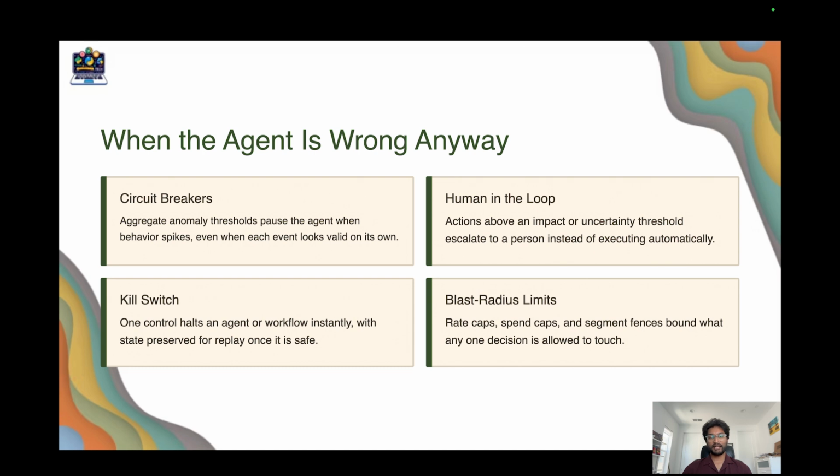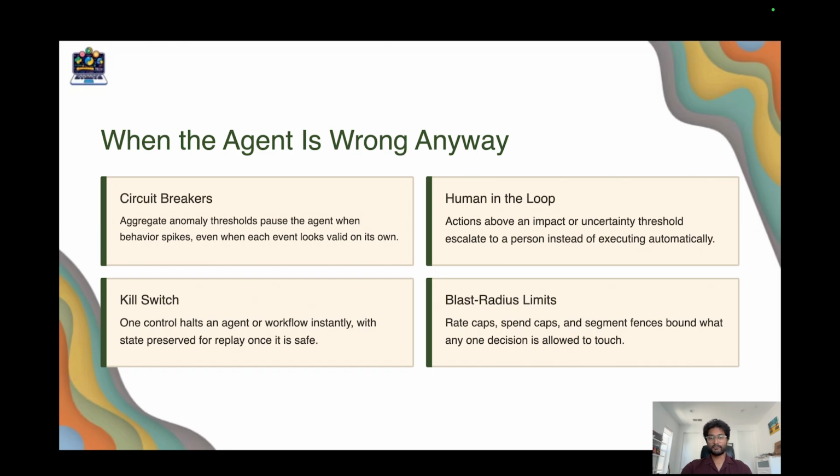These do not look at any one event, they watch the aggregate. If the rate of anomalies or low confidence decisions suddenly spikes, the breaker trips and pauses the agent, even though every individual event looked fine. That is the one that saves you from a bad batch.